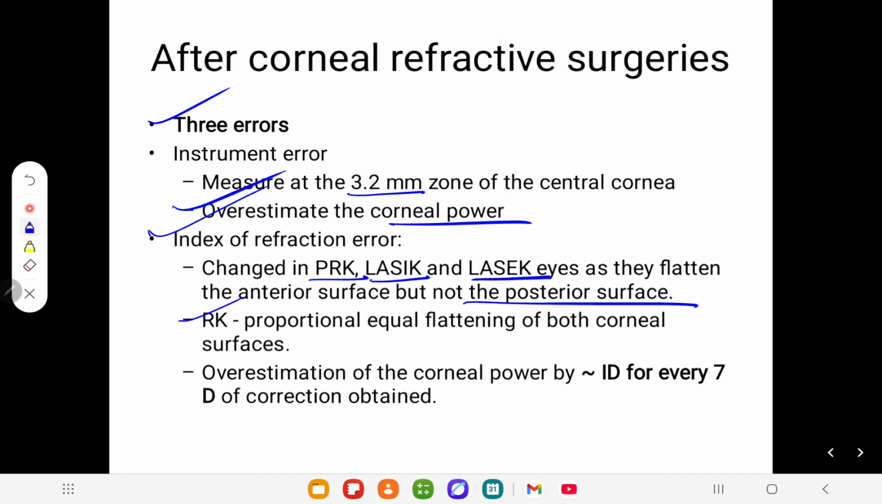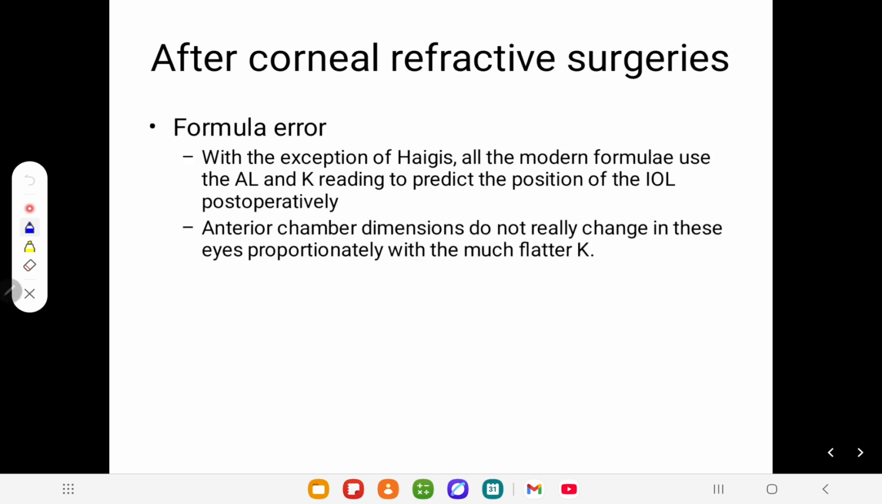In RK, there is proportionally equal flattening of both corneal surfaces. The corneal power is overestimated by 1 diopter for every 7 diopters of correction obtained. That's why the regular formulas are not better, and in this particular case corneal topography is definitely better than keratometry for measuring corneal power. And the formula error is also there.